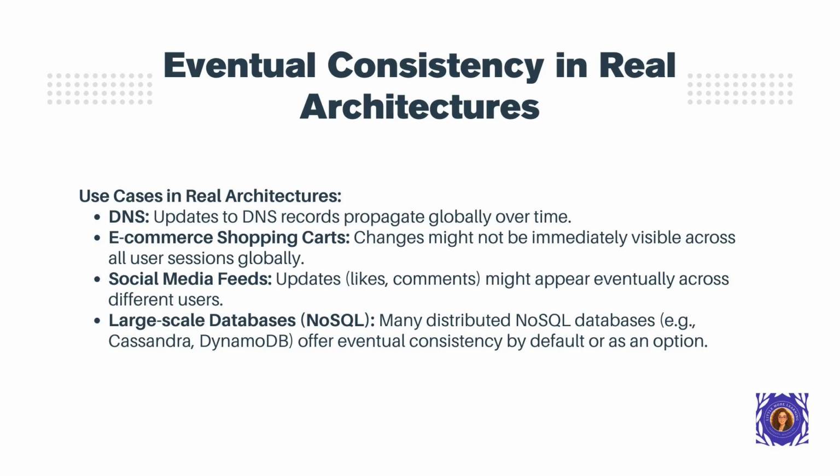Eventual consistency is widely adopted in real-world architectures for scenarios where immediate consistency isn't strictly required, and where high availability and massive scale are paramount. For instance, in DNS, updates to DNS records, such as changing a website's IP address, propagate globally over time. It can take minutes or even hours for all DNS resolvers worldwide to reflect the change, which is a classic example of eventual consistency in action.